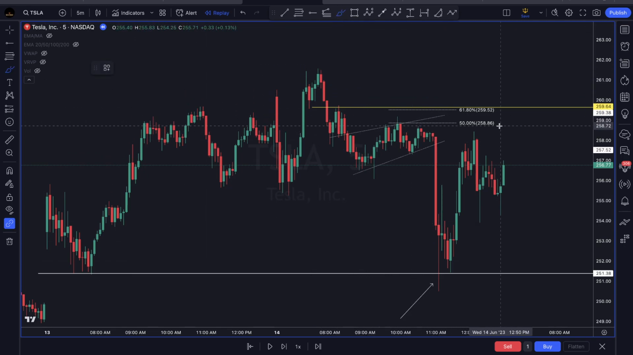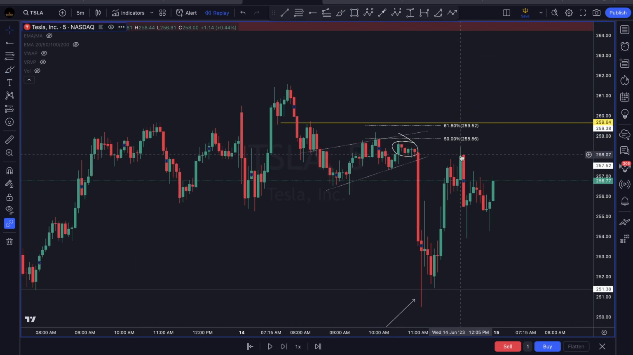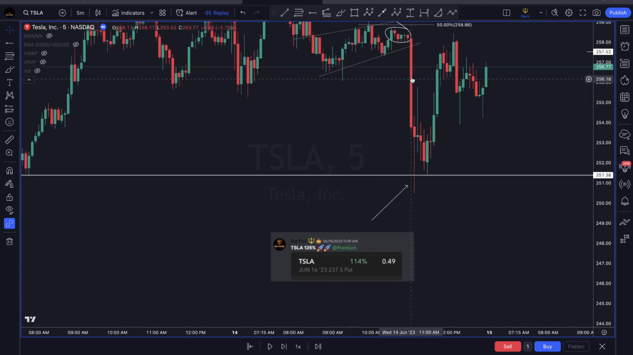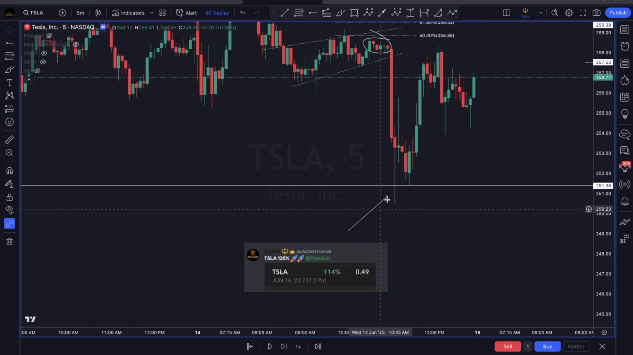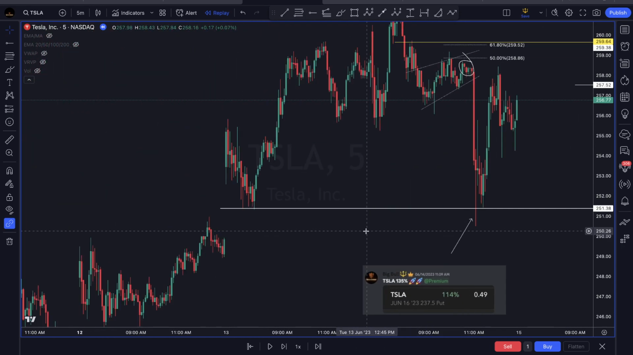It rejected. This is a golden zone from this prior swing high to this swing low, and when price touched my golden zone, somewhere around here 10 minutes before FOMC, I decided to take puts on Tesla with my stop loss at 259.64. And then FOMC news came out, and then the expected dump, and our Tesla puts printed more than 100% in just 10 minutes. So this was my target.